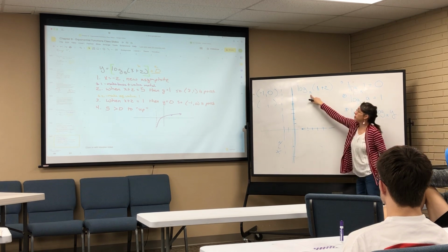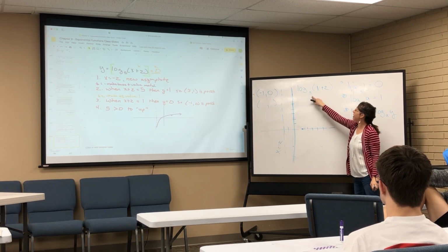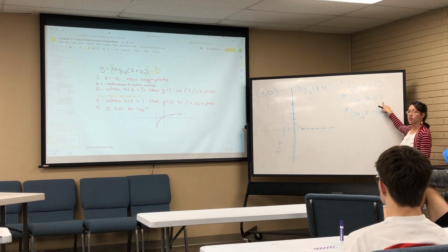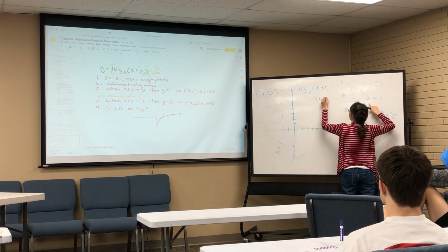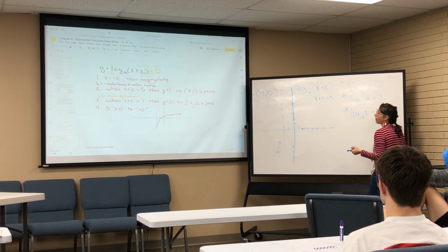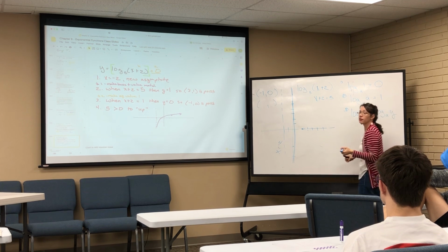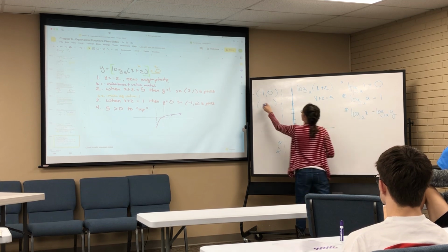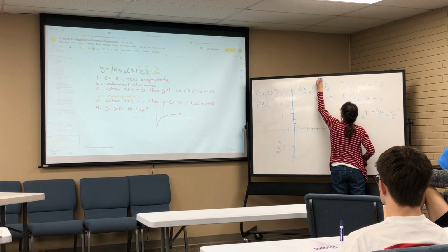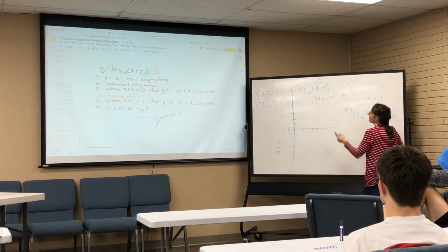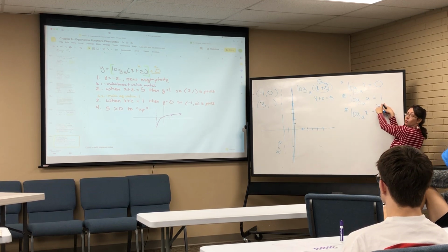I want it to turn into a 5. Oh, well, never mind. Because when they match, I automatically know my y value is 1. So I'm going to say I want x plus 2 to equal 5. So x has to be 3. When x is 3, this whole thing turns into a 5. And then my log base 5 of 5 turns into 1.